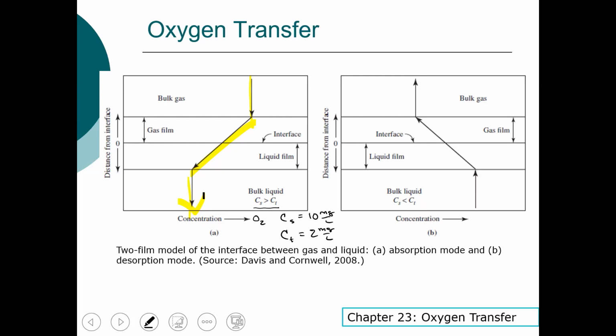On the other hand, if we have the opposite situation, the saturation concentration, let's keep it at 10 milligrams per liter, but the concentration is, let's say, 12 milligrams per liter. Perhaps in a situation where we have a significant amount of algae in the water, that algae is photosynthesizing, producing oxygen, and now the transfer is in the opposite direction, from the water to the gas phase.